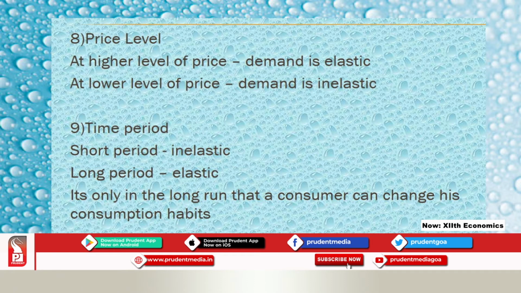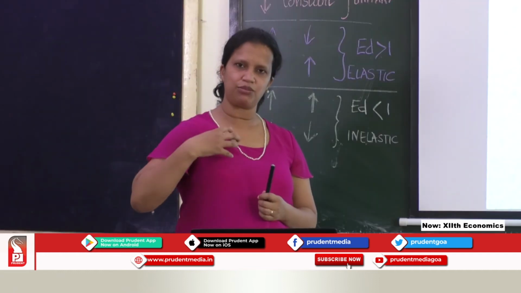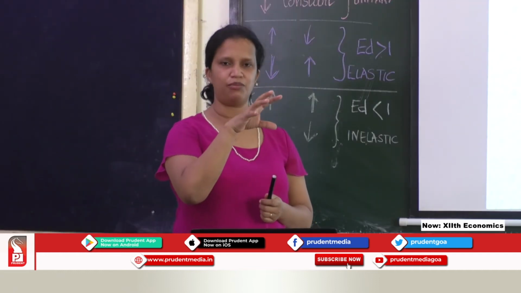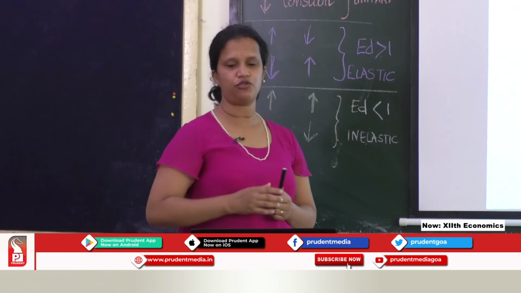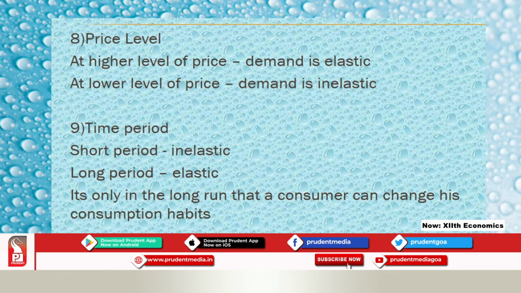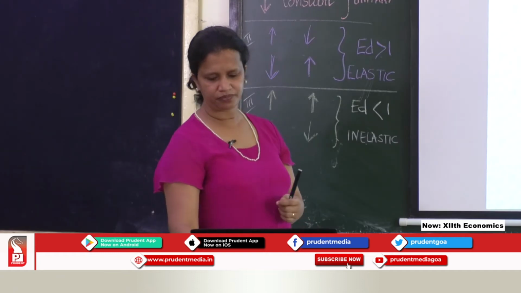Next we come to price level. This point almost overlaps with the previous one. At a higher level of price, demand is elastic because you have to spend a large amount of your income on that commodity, isn't it? So, you are sensitive to a price change. But if the price is at a lower level, demand is inelastic. Even if the price increases by a certain amount, it really will not matter for you.